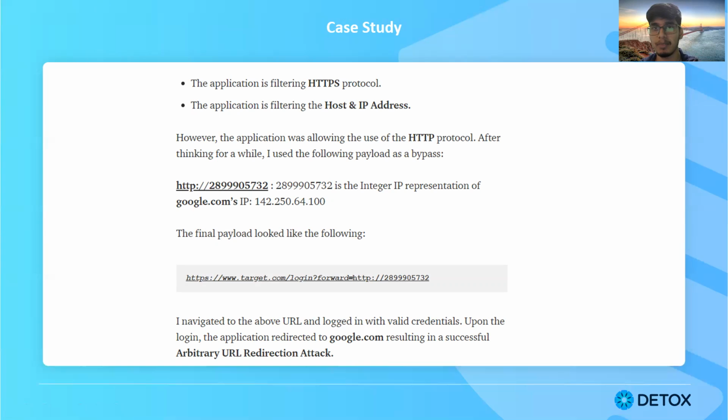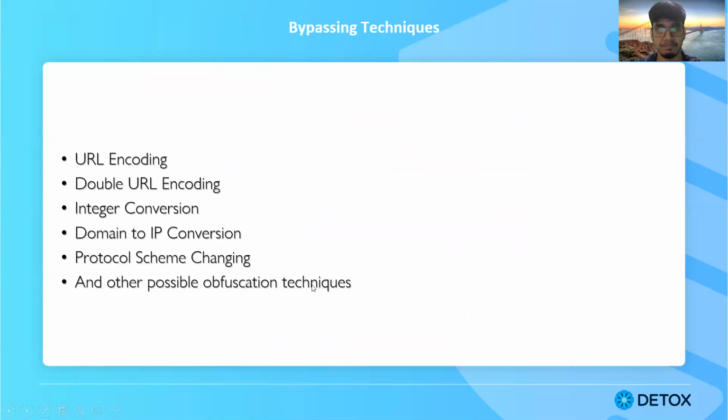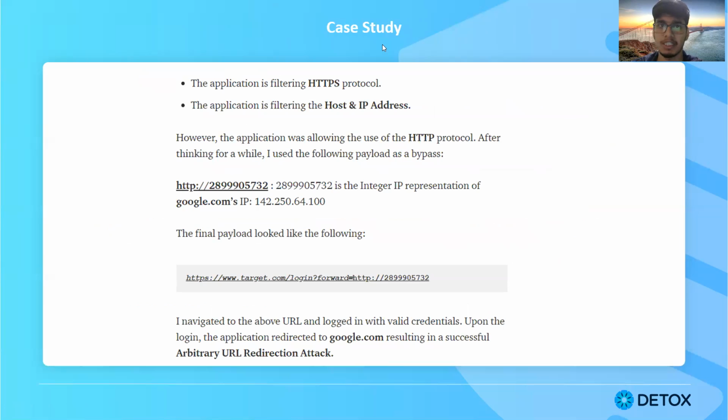So in this application, I was following approach one. There was a particular authenticated page. When I logged out, I was able to see a URL with a return URL instead of forward, and that was something of interest. After doing a little research, I figured out that the application is filtering the HTTPS protocol. So there is very little chance to perform a URL redirection attack. But if you keep looking again and again for the same vulnerability, sometimes you get success.